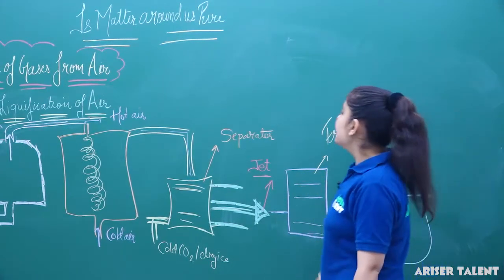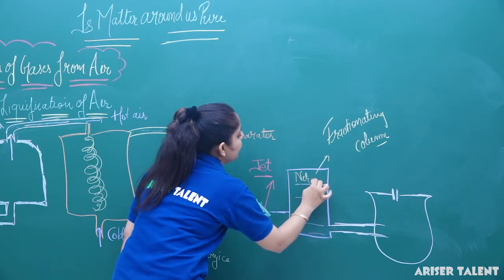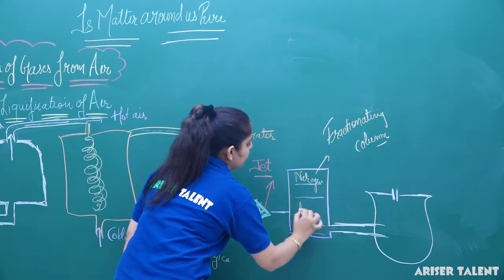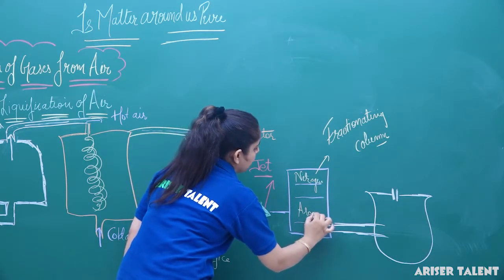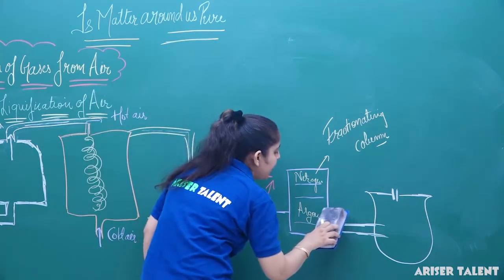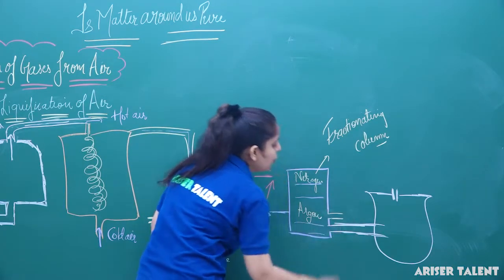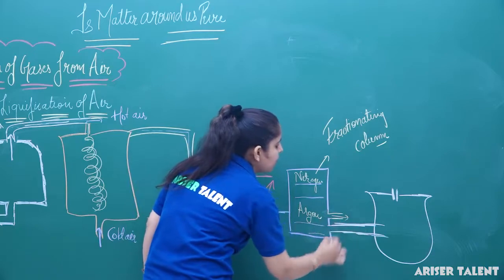And you can see that in this fractionating column, you will get the nitrogen here, you will get the argon here. So, after lowering the temperature, the argon can be filtered out by compressing the air. If you compress the air, you can filter out the argon from here.